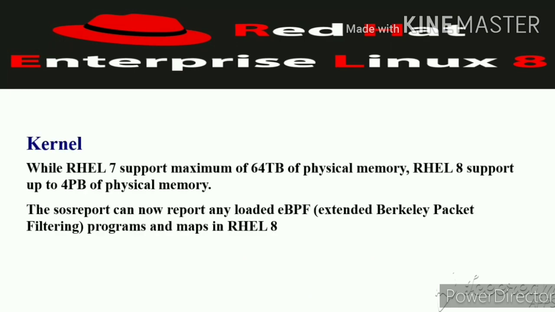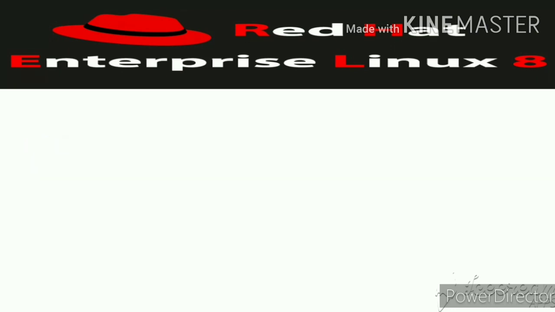Kernel. While RHEL 7 supports a maximum of 64 terabytes of physical memory, RHEL 8 supports up to 4 petabytes of physical memory. The kernel can now report any loaded extended Berkeley Packet Filtering (eBPF) program and map in RHEL 8.